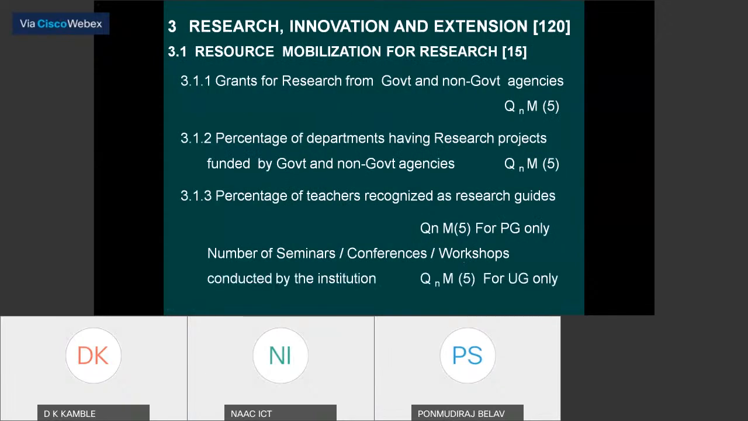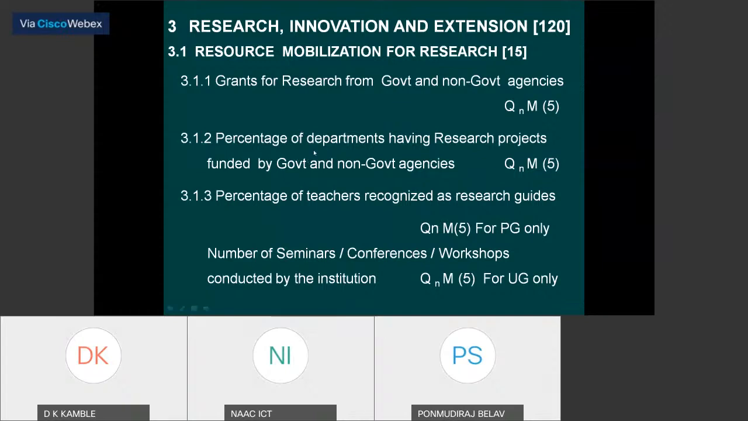Then criteria three, research, innovation, and extension, carries 120 weightage. In that, there are QnM metrics, starting with 3.1.1, grants for research from government and non-government agencies. For how many grants have been sanctioned for research, the sanction document is required. If they have it, kindly provide the supporting documents for this metric.